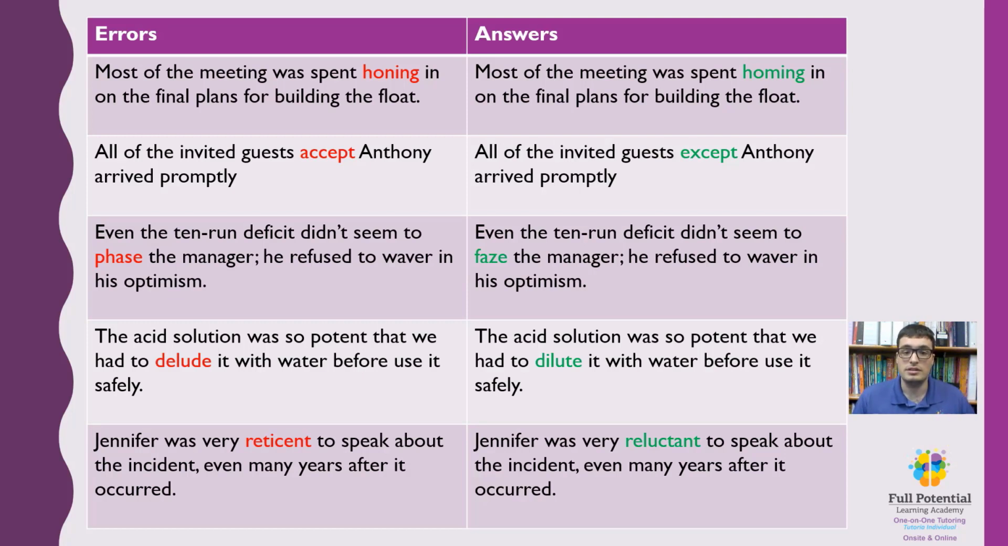The fourth sentence, delude versus dilute. Delude means to be confused or misinformed about a subject, while dilute means to weaken something chemically, such as adding soda to wine or water to wine. Finally, reticent on the left needs to be changed to reluctant on the right, because reluctant means to be hesitant to speak about something, which Jennifer was.